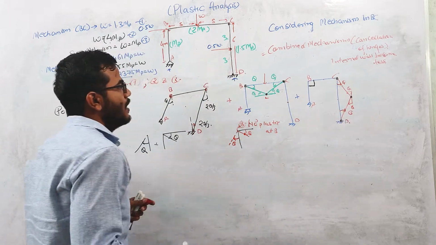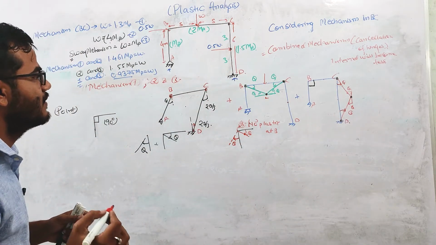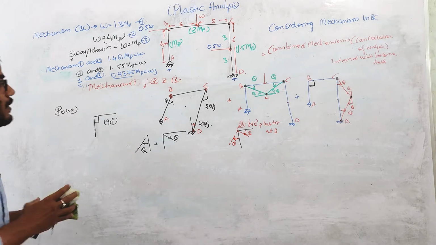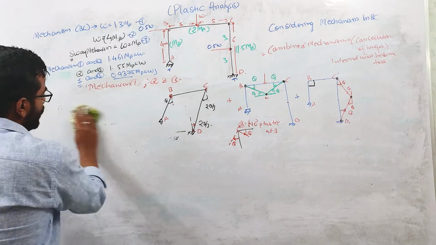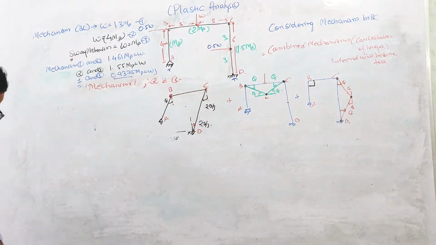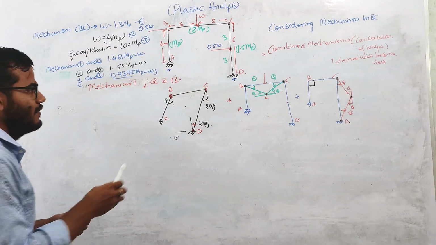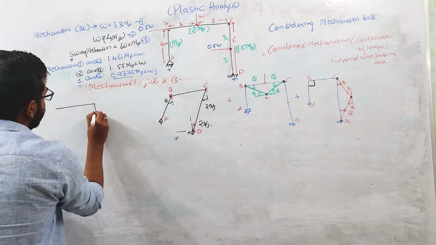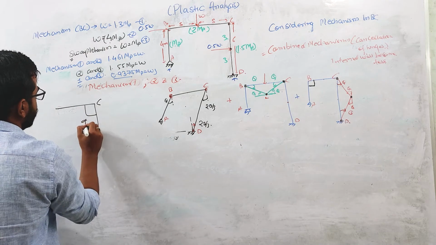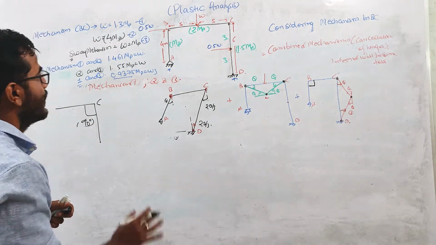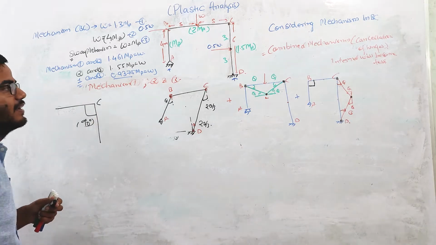Now the important thing is point C. You need to understand this very, very carefully. We will be seeing some very important thing over here. At point C, the initial angle between the members is 90 degrees. Initial angle between these two members is 90 degrees.